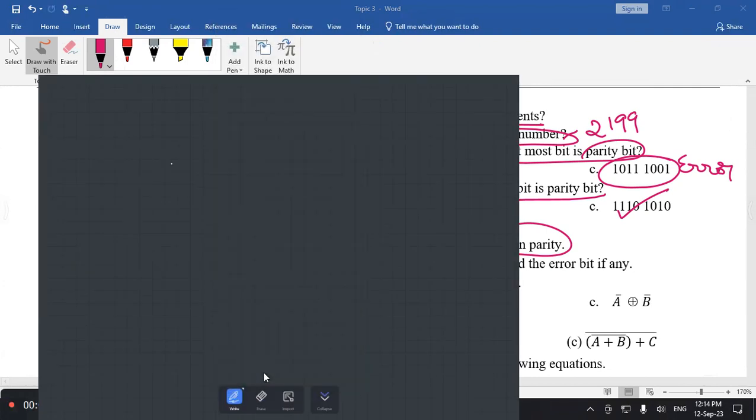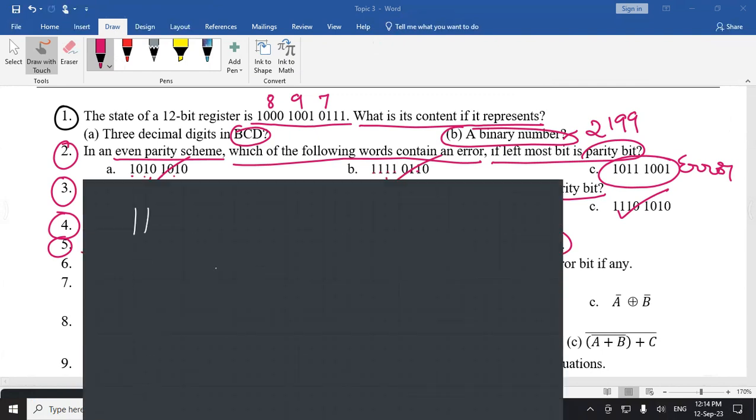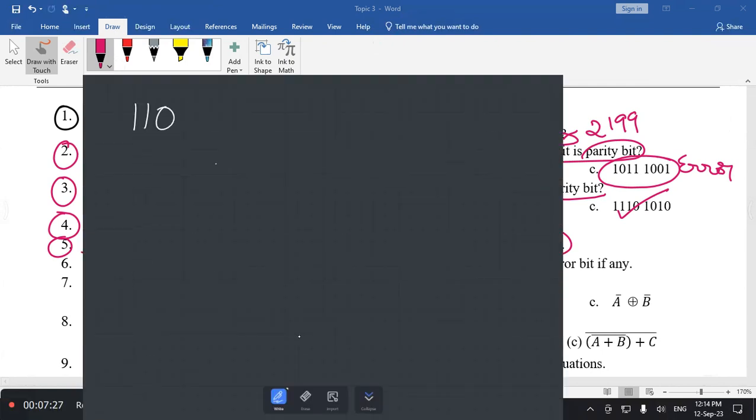So, what is the message? Let me check. 11010. 11010. This is the message bits.